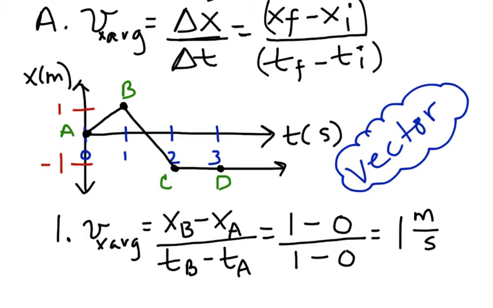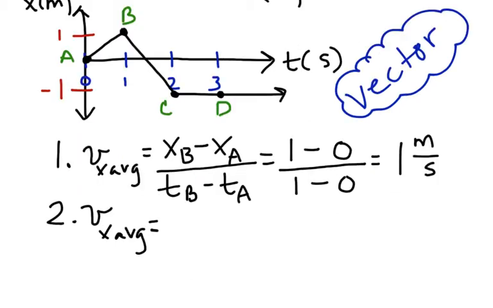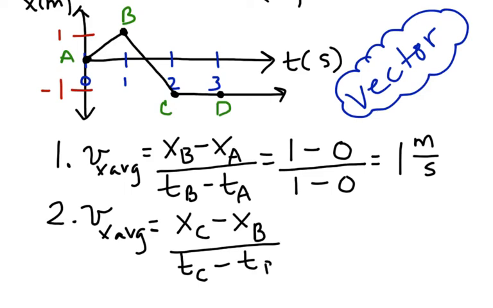Now let's take a look. Let's see if we can find the average velocity between points B and C. Okay, so that's going to be the position at point C minus the position at point B, all over the time at C minus the time at B. Now the position at C is -1. The position at B is +1. The time at C is 2 seconds, and the time at B is 1 second.